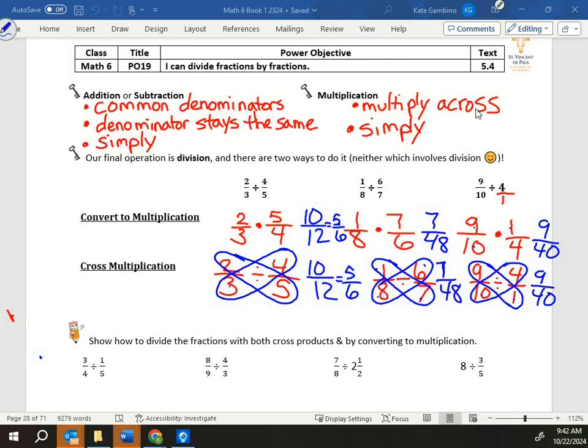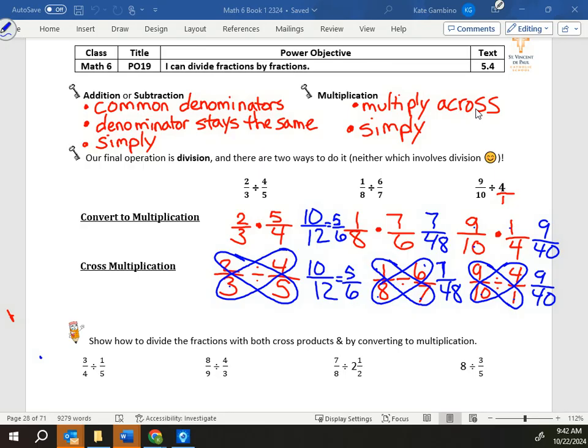Some of us are saying, oh, cross multiplying, I totally get it. I'm going to do that. Some of us are saying, I learned last year how to do that reciprocal and then multiply across. I'm going to stick with that. Whichever one works for you.